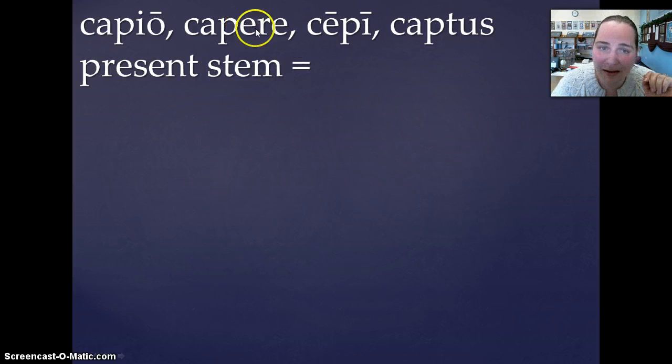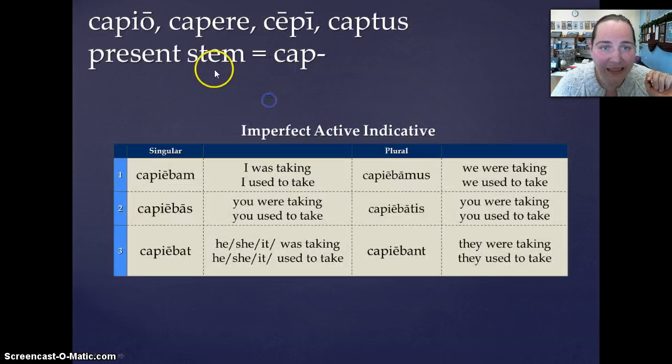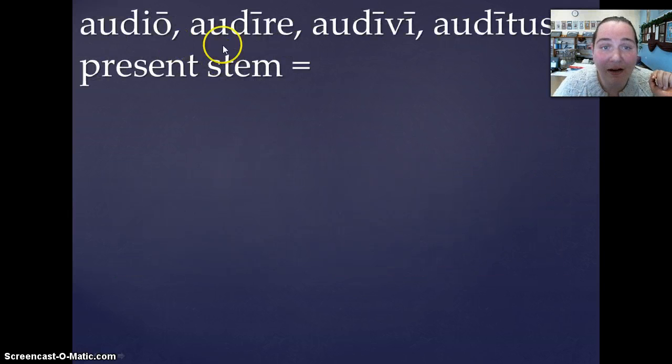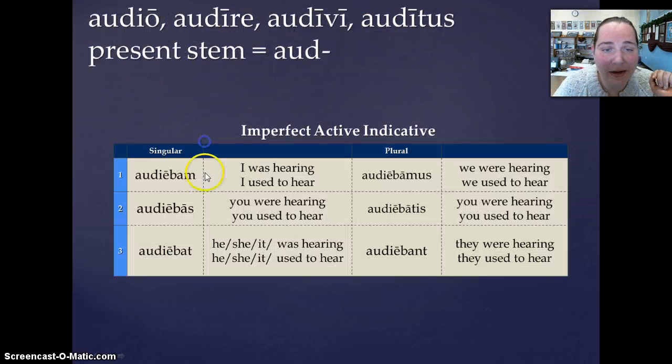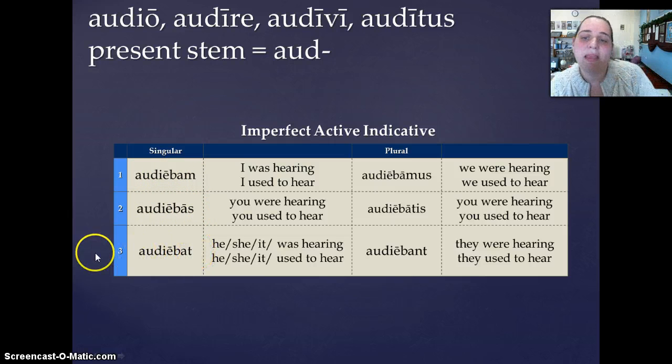Third IO: again, take the ERE off the second principal part. Our present stem is cap. We add the I and the E with the macron. So capiebam, capiebas, capiebat, capiebamus, capiebatis, capiebant. And then our fourth conjugation: again, we need our present stem plus the I and the E. So audiebam, audiebas, audiebat, audiebamus, audiebatis, audiebant.